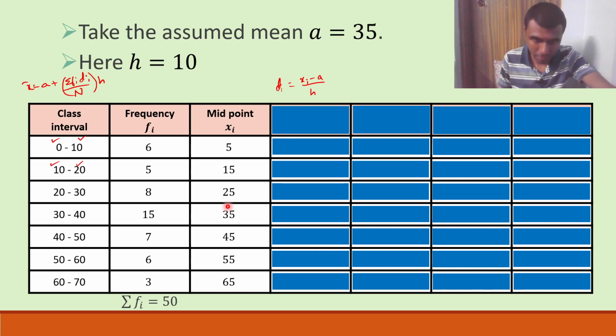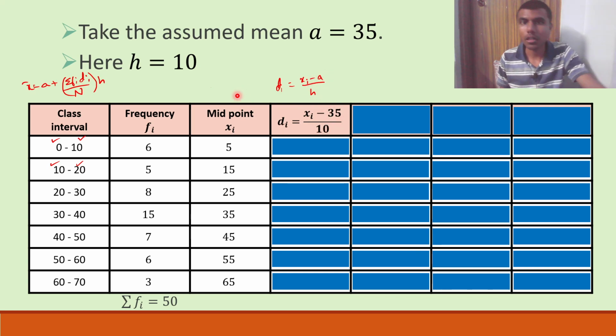That's why small a is 35. I took it as 35. Now di is, as I mentioned, xi minus 35 by 10. A is 35 and h is 10, xi minus 35. Now how to calculate di? I'll calculate for the first row, and the rest of the rows you can understand.